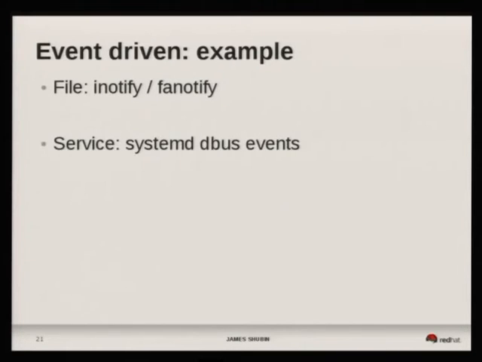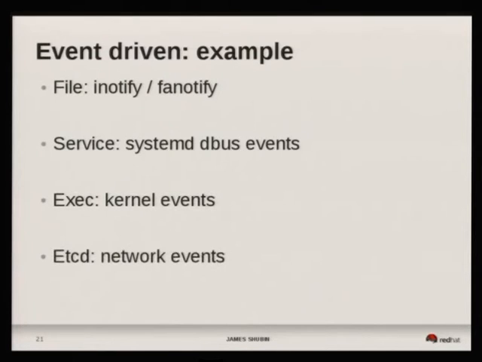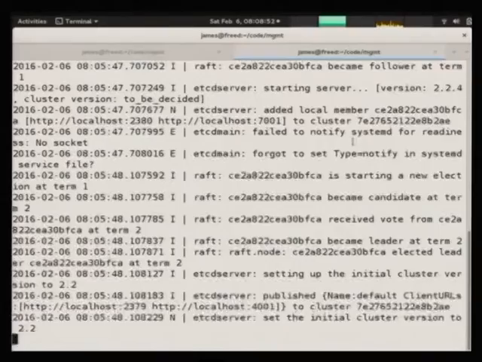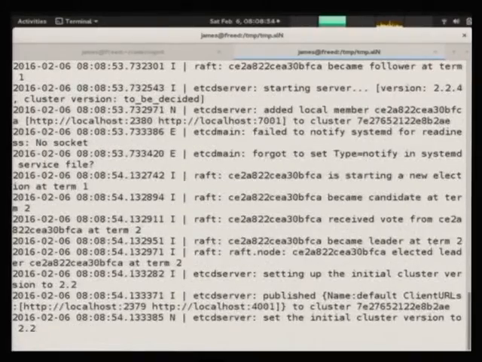So for files, we use inotify. For services, we use basically the systemd D-Bus API. For exec, we're using the kernel, and so on. So I'm going to give you a quick example of this. So this guy is still running.